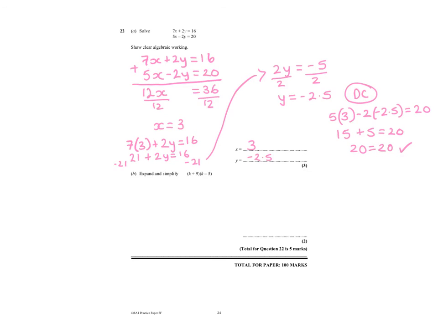Part B, expand and simplify k plus 9 times k minus 5. k times k is k squared. 9 times minus 5 is minus 45. 9 times k is 9k. k times minus 5 is minus 5k. Now if I'm going to simplify this, for my k squareds I've just got k squared. For my k's, I've got plus 9k minus 5k, which is plus 4k, and then minus 45. So my answer is k squared plus 4k minus 45.